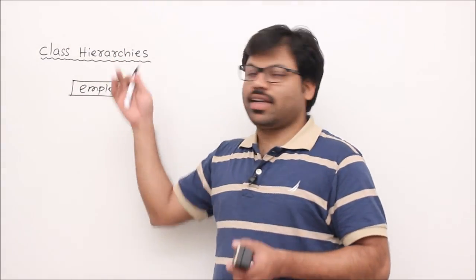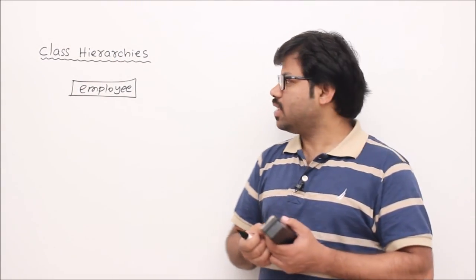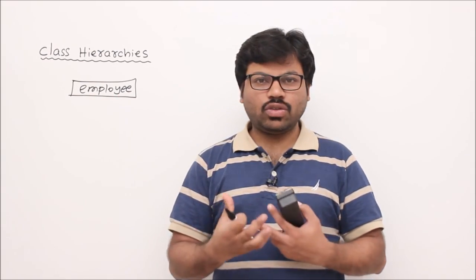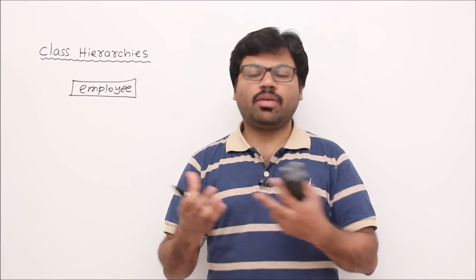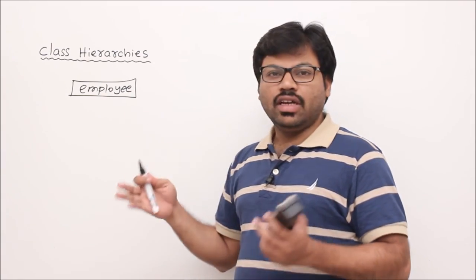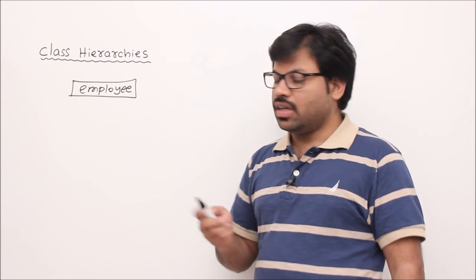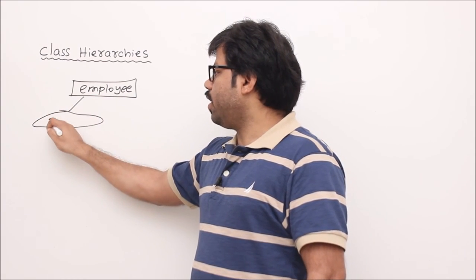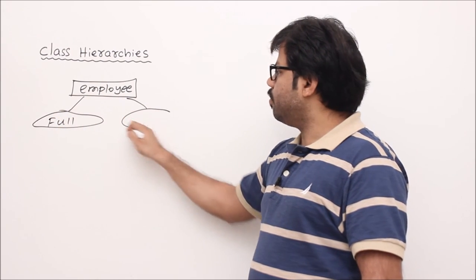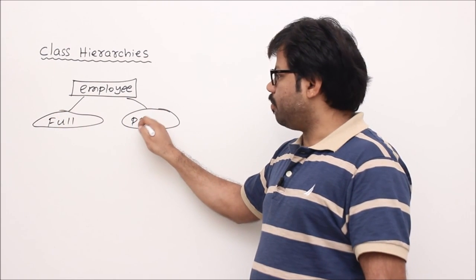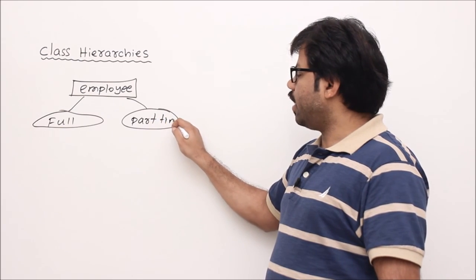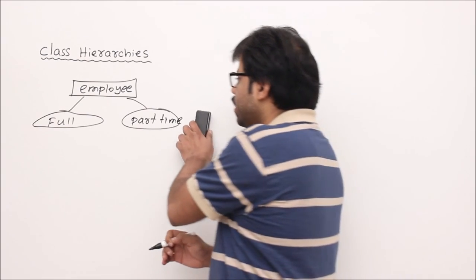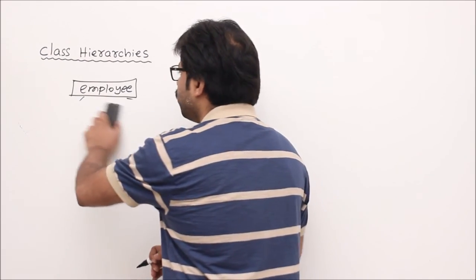Let's talk about class hierarchies. So what is a class hierarchy? Sometimes you have a set of objects, like employees, and it is so natural to classify them into subparts. For example, let's say these employees can be classified into two parts. One is full-time employee, second one is part-time. So there can be two kinds of employees, right? In this model, we say that we are classifying employees into two.